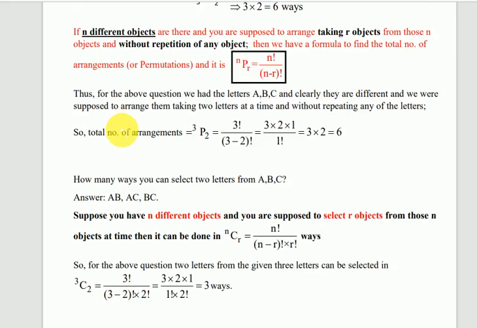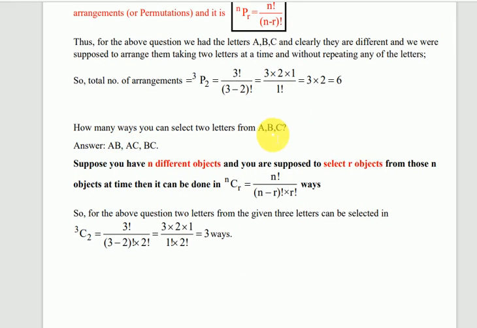Here we had three letters, and from there we were supposed to take two at a time. So the total possible selections that can be made is three. That is AB one selection, AC second selection, BC third selection. Here we had only three letters, so it was easy for us to write down.